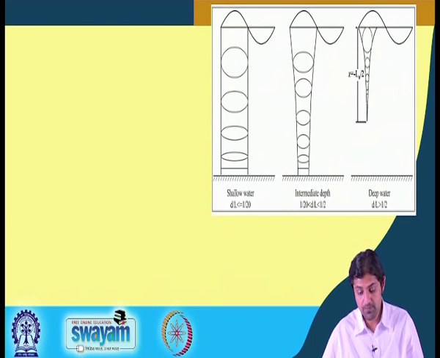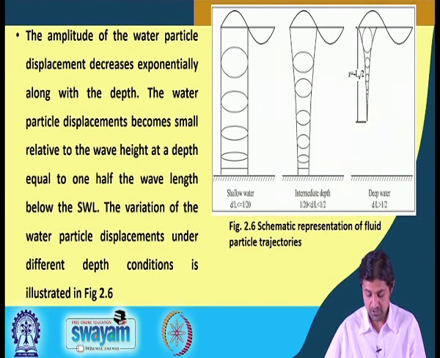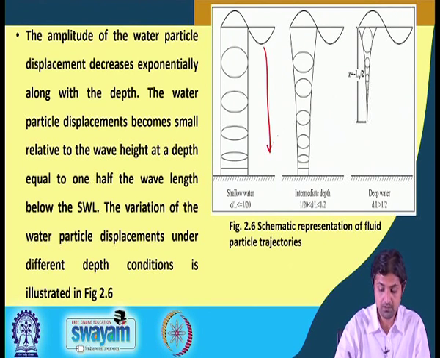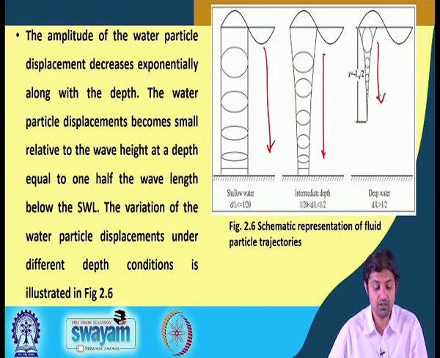So, you see, this is the schematic representation of fluid particle trajectories. The amplitude of the water particle displacement, first of all, decreases exponentially along the water depth. Okay, the water particle displacement becomes small relative to the wave height at a depth equal to half the wavelength below the still water level, that is the deep water. The variation of the water particle displacements under the depth condition is illustrated in this. All right.